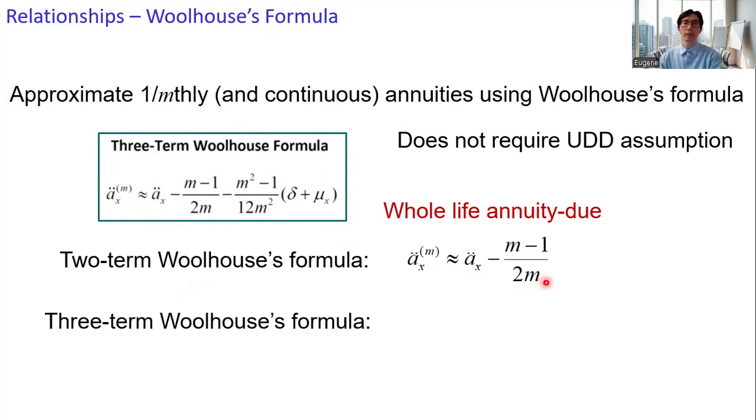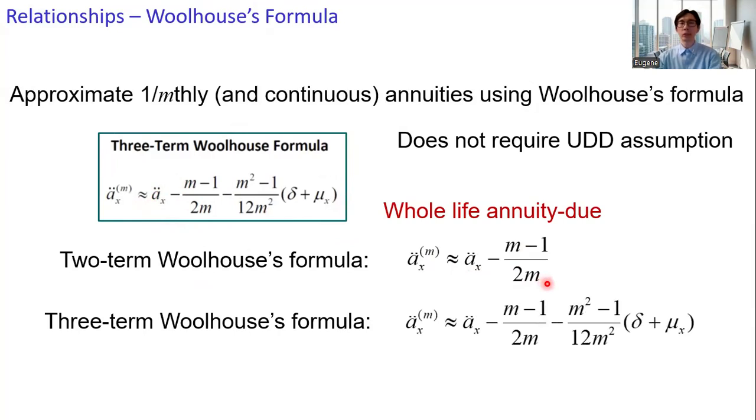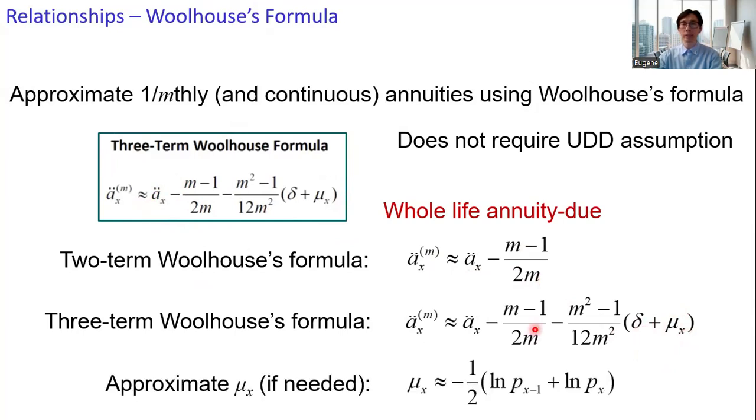For the three-term formula, you might need to approximate mu x if it is not given in the question. The approximation is negative 1/2 times the natural log of p x minus 1 plus the natural log of p x. Simplify the expression, this equals negative 1/2 times the natural log of p x minus 1 times p x.